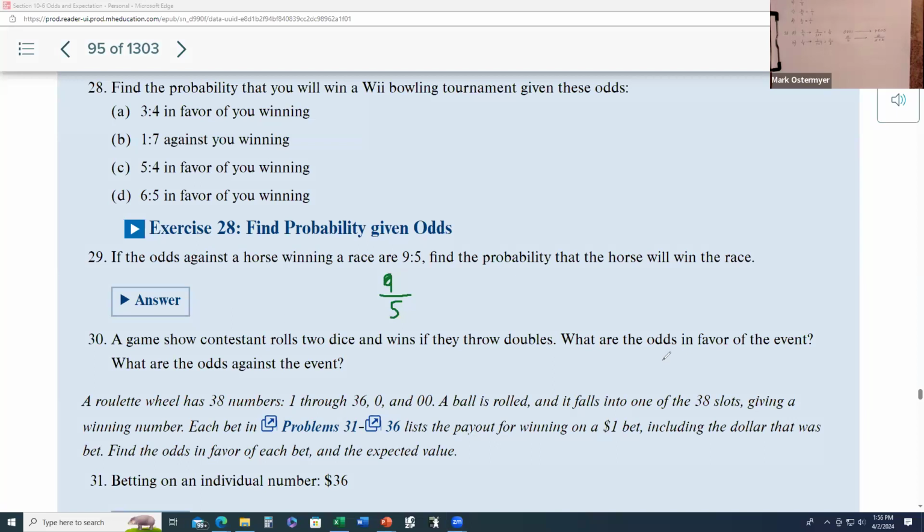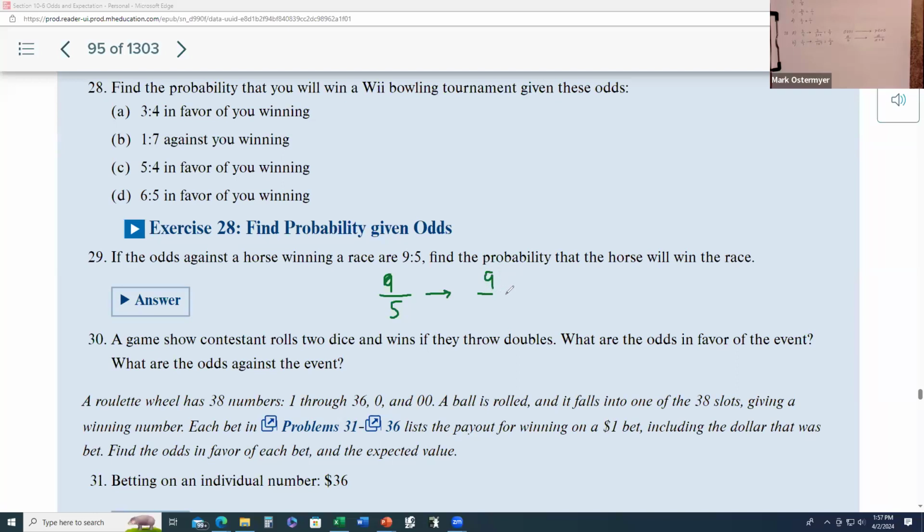Because we said a long time ago, probabilities have to be fractions or decimals that are between what? 0 and 1 inclusive? 9 fifths is greater than 1. That's not a valid probability. That's why it's not a probability. That's the odds of this horse winning the race. So what's the probability of the horse winning the race?